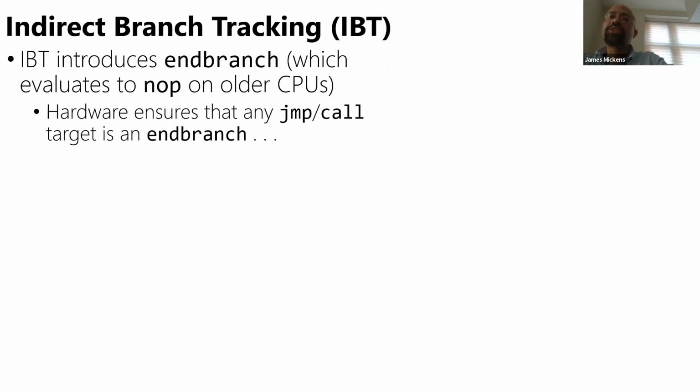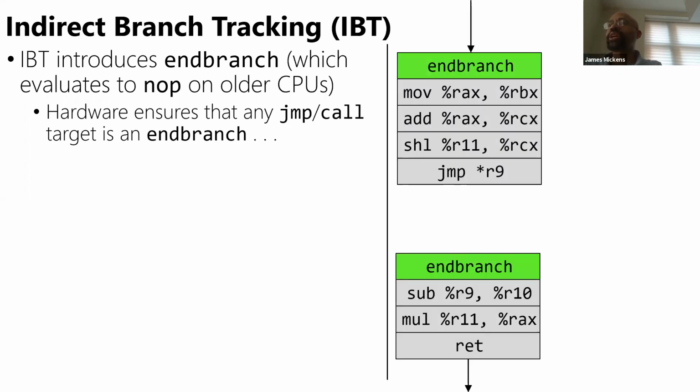So why is this new instruction useful? Well, it doesn't really do anything interesting in and of itself, but what the hardware is going to do is ensure that any jump or call target is an in-branch. So the in-branch instruction acts as an indicator that this address is actually a valid target for a jump or a call. So imagine that we have this situation over here. Here I show you two basic blocks. The first basic block has this incoming edge here. It starts with an in-branch, we have a bunch of instructions, then it goes to a jump. Here we have another basic block. It also starts with the in-branch, has some instructions, and ends with a ret.